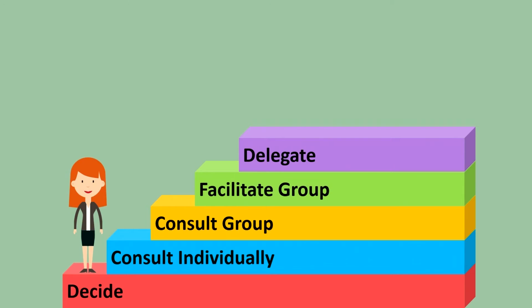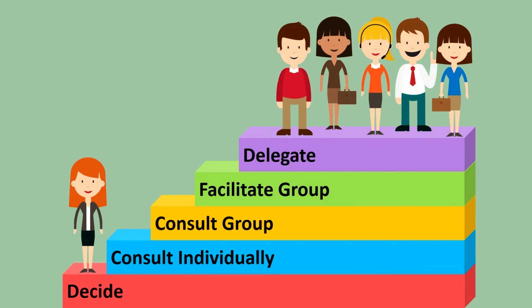Decide is when the manager makes the decision. Consult individually is when the manager gathers input from each employee individually. Consult group is when the manager gathers input from a group of employees. Facilitate group is when the manager facilitates the decision-making process with a group of employees and serves as an idea generator as well. Delegate is when the manager asks the employees to make the decision and serves only as a resource in the process.